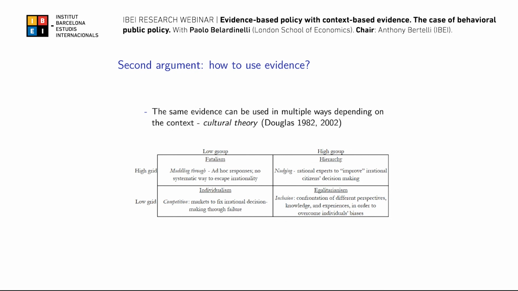And then fatalism. So fatalism is always, let's say, not that interesting when talking about public policy, because fatalists usually like to show that things don't work. So here I put muddling through, meaning that the argument would be there is no systematic way to escape irrationality, and so the best you can do is try to come up with ad hoc responses ex post.